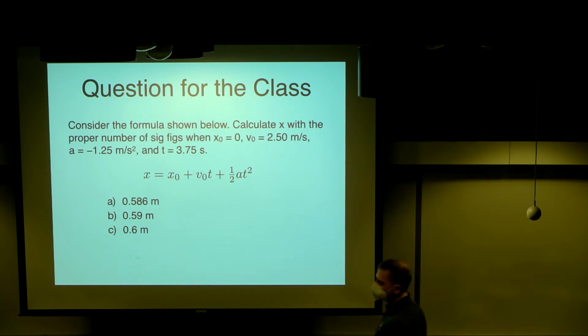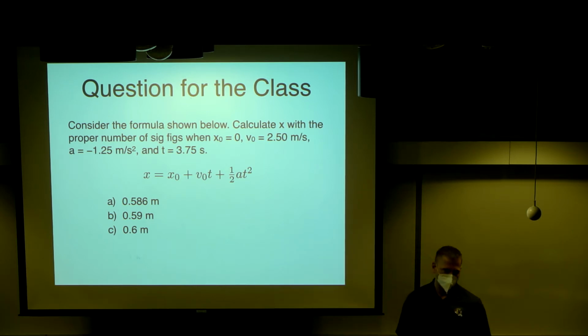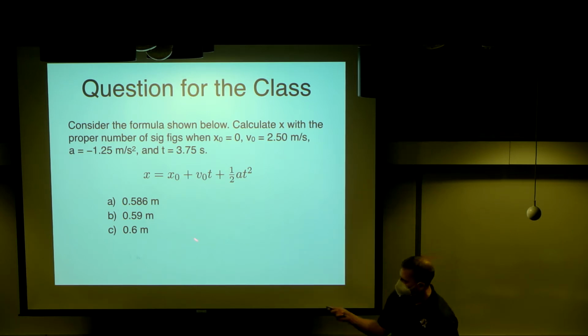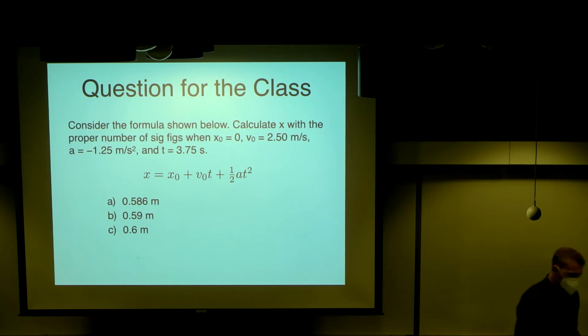Okay, so let's reconvene. Again, if you haven't finished yet, that's okay. Just look at what you've done so far and try to see which one of these possible choices is the most likely answer. So who thinks it's A? We want to round this to basically 3 sig figs like this. Who thinks it's B? Okay, who thinks it's C? Okay, if you said B, you are correct. So we want to round this to 0.59 meters.